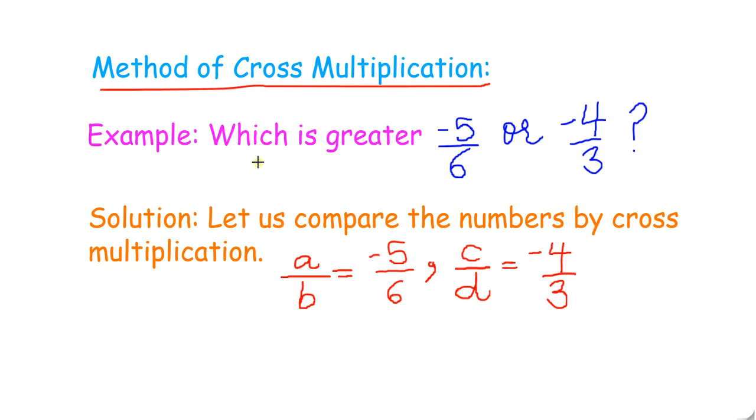Suppose the question says which is greater. There are two rational numbers, minus 5 upon 6 and minus 4 upon 3. I have to compare them and I'm going to use the cross multiplication method. Let us just recall what is cross multiplication method.